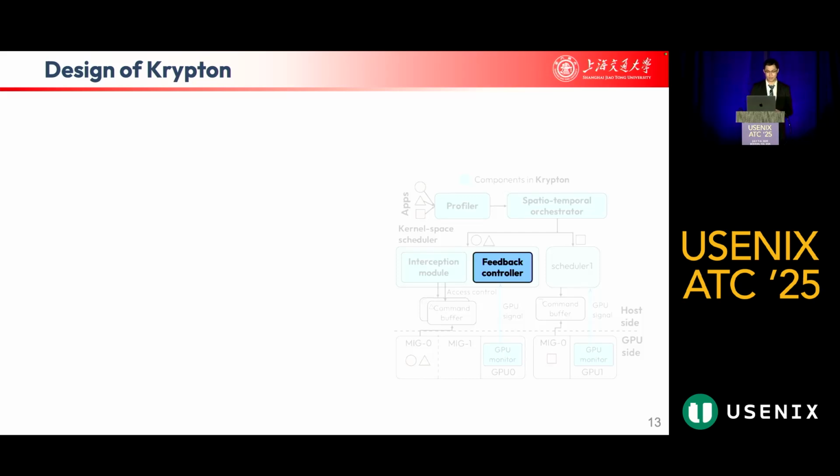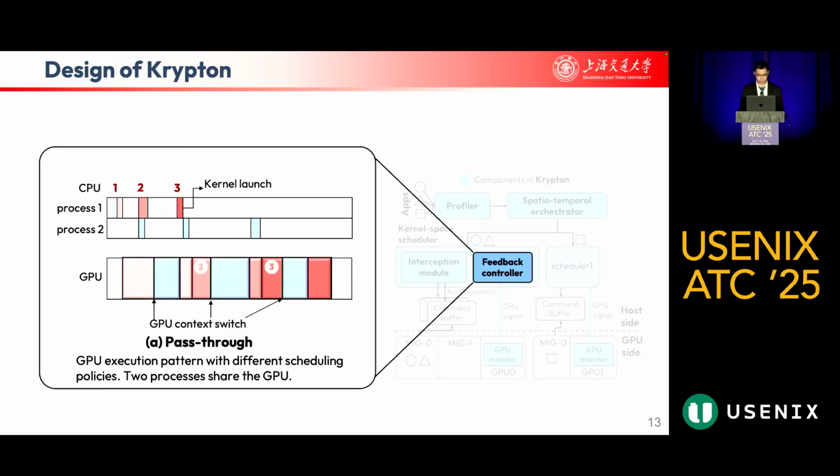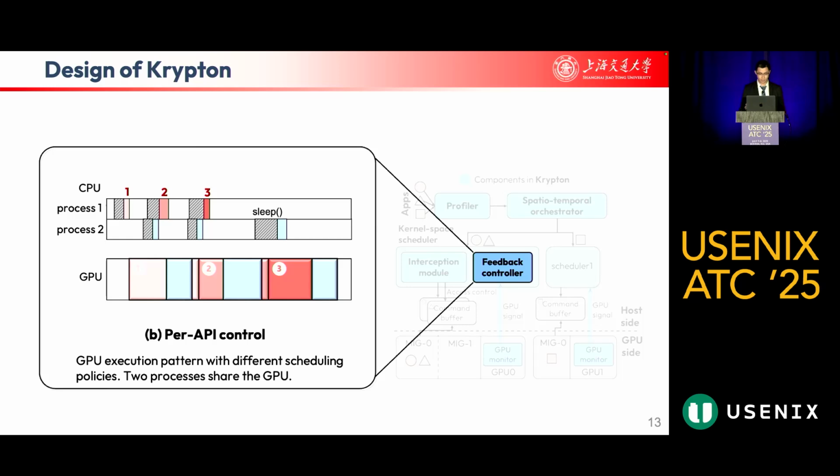In order to do that, we have this feedback controller. In the default mode, which is pass-through, different processes just launch kernels arbitrarily, and they will be scheduled on the GPU. You don't have any control of the GPU time sharing. A better way, maybe, is to use sleep to limit the rate of submitting new kernels. In this case, you have some control over the GPU utilization, but the kernels and CPUs run asynchronously, which means you still do not have full control over how many time slices of the GPU are owned by each process.